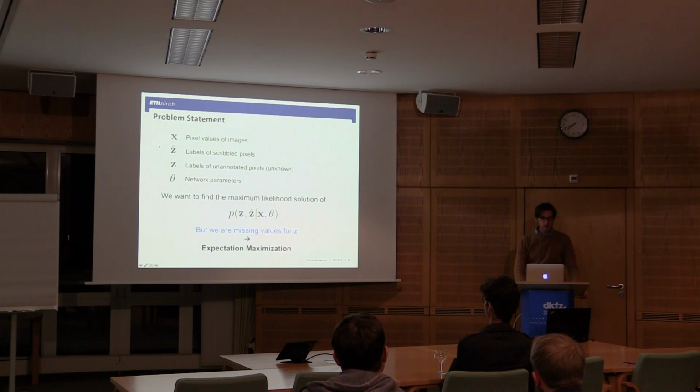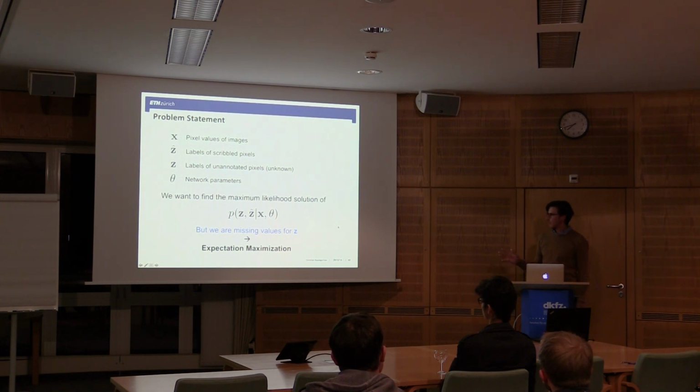Okay, so to formalize the problem a little bit again, let's say X are our pixel values, intensity values. Z hat are the scribbled pixels. You can remember them because they have a scribble on top. And Z are the labels of the unannotated pixels. And then theta are our network parameters. So what we want is a maximum likelihood solution of this distribution here.